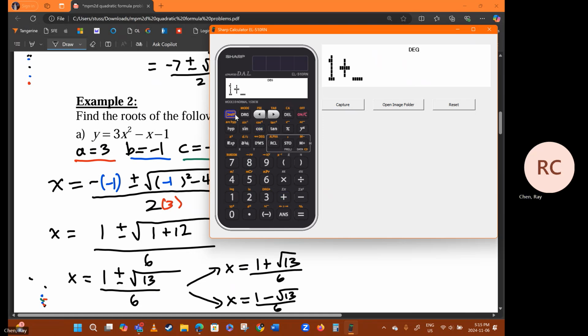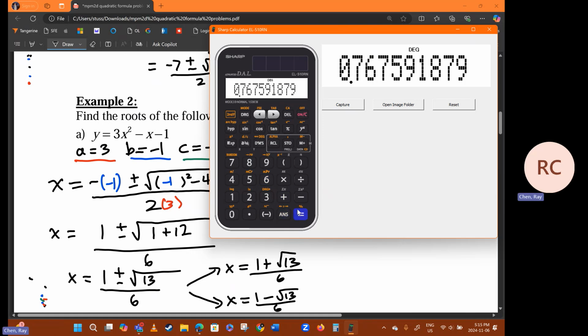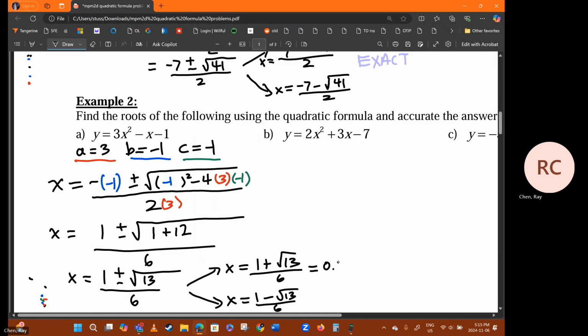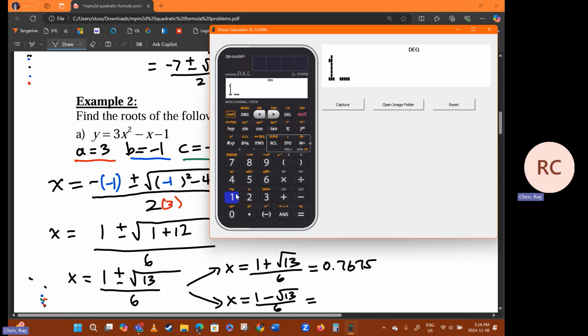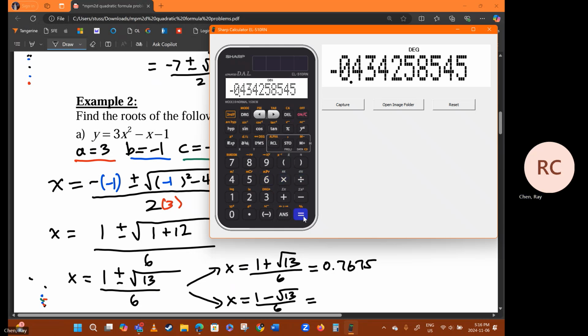I'm going to do the 1 plus root 13. And get that answer, because that is the numerator, and divide it by 6. We get an answer of 0.7675. The other answer, we're going to do 1 minus the square root of 13. And again, no one can actually do that in their head. You have to use a calculator. We get this answer, dividing by 6, and we get negative 0.4342.